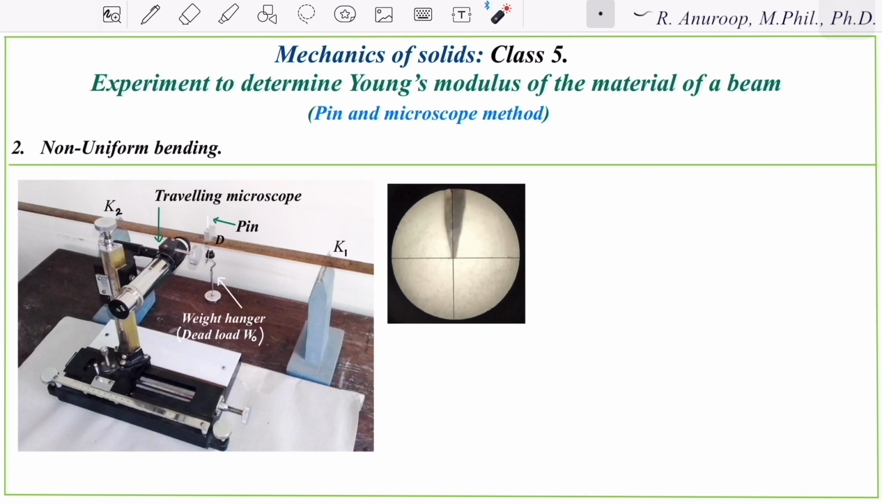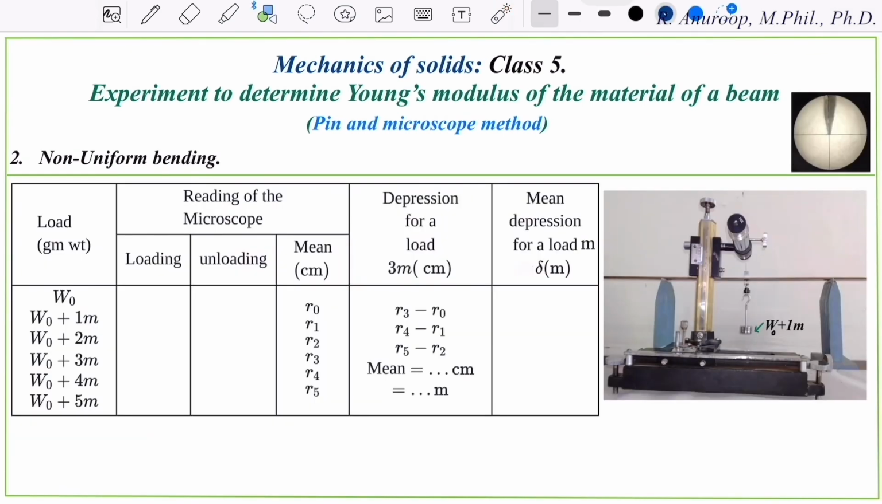Initially, the beam is brought to elastic mode by loading and unloading the weight hanger several times. Now, with the dead load alone, that is with W0 alone, the reading on the vertical scale of the microscope is noted when the horizontal crosswire coincides with the tip of the pin.